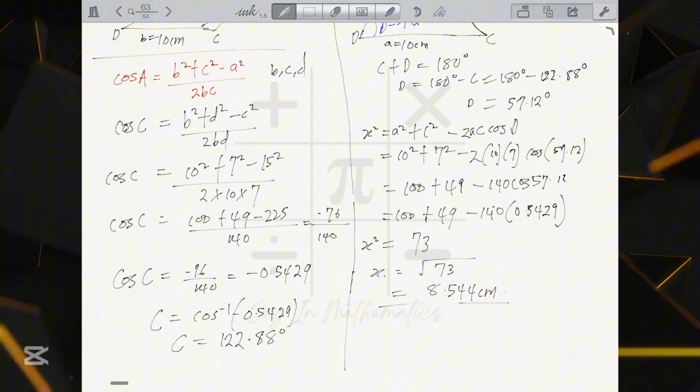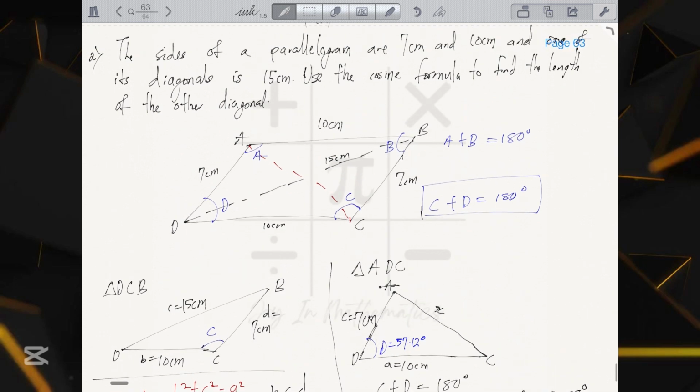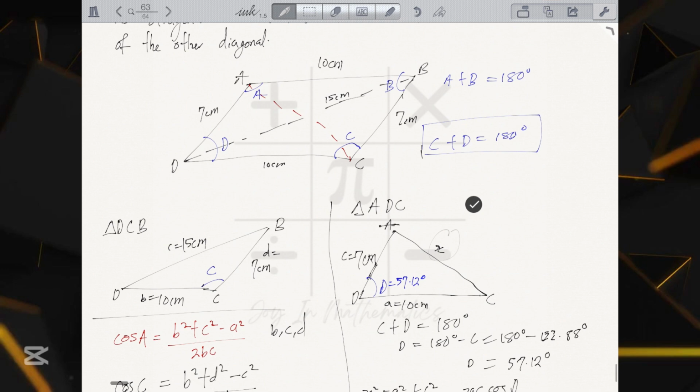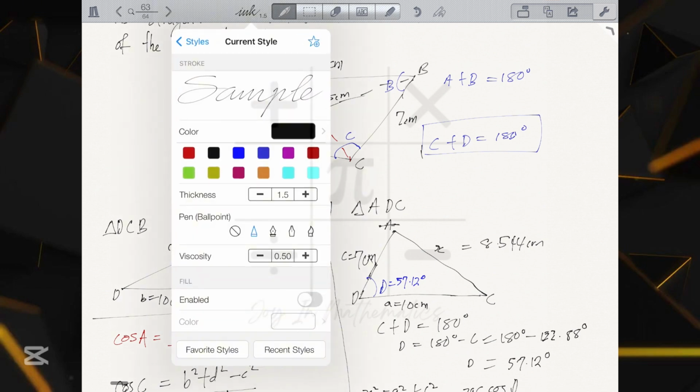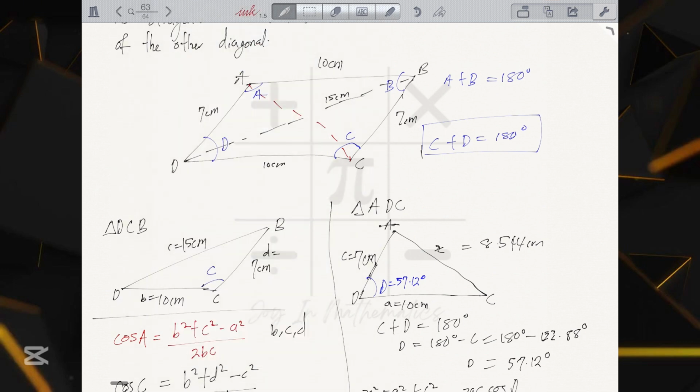So let's go back to the question. The question says, use the cosine formula to find the length of the other diagonal. The length of the other diagonal is x, which is 8.544 centimeters, and which is what we have here, AC to be 8.544 centimeters.